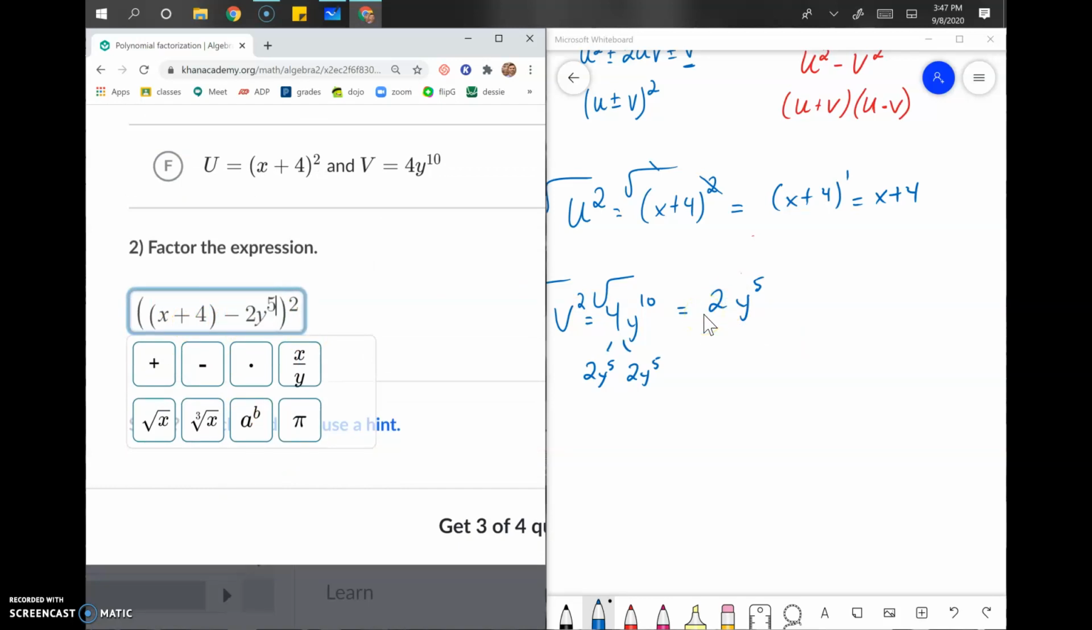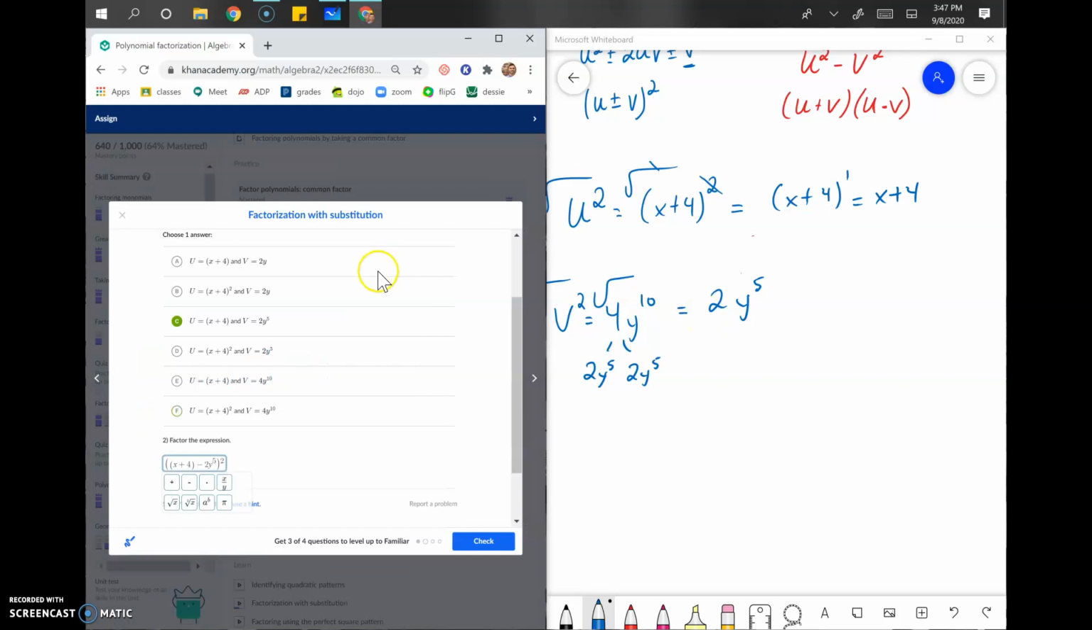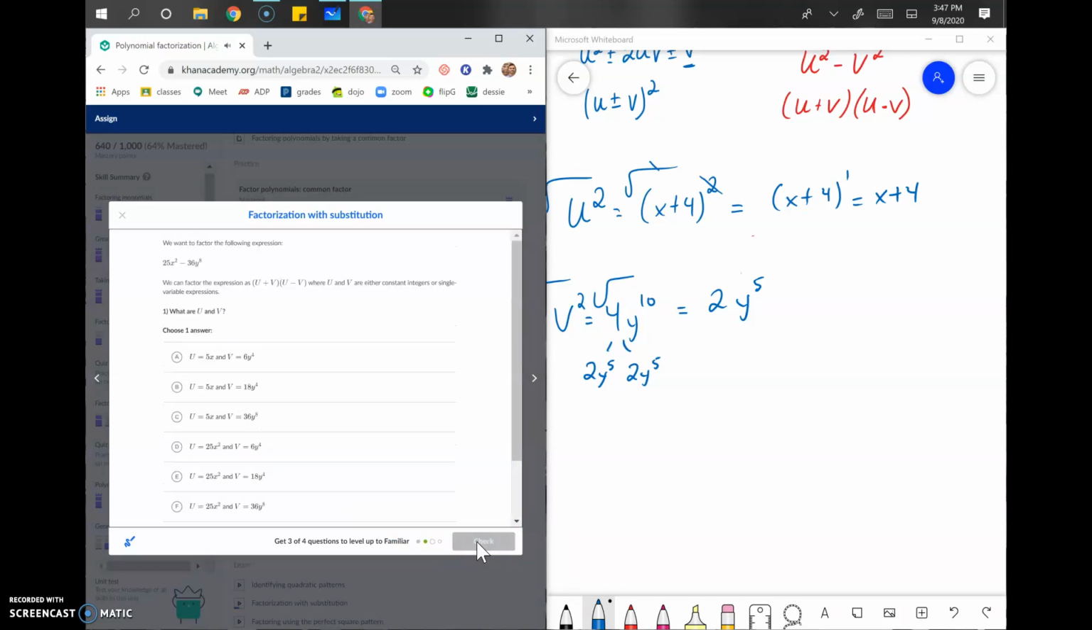And I'm substituting that in right there. And then I've got the squared because that's the formula for the expression that we're using, right? Perfect square. Boom, done.